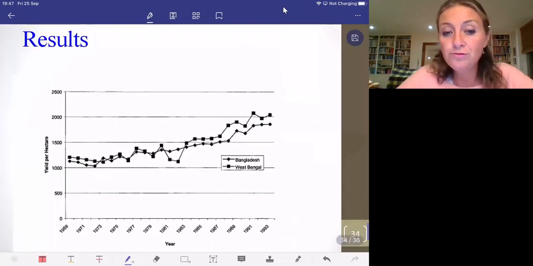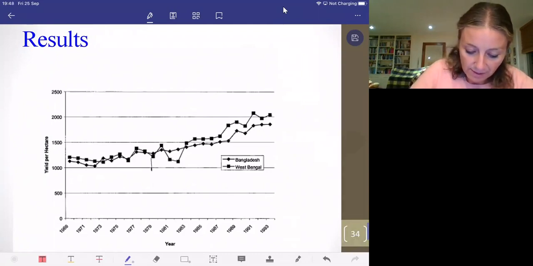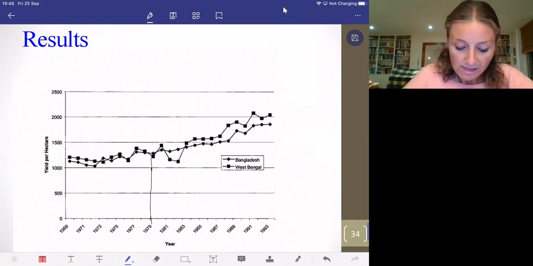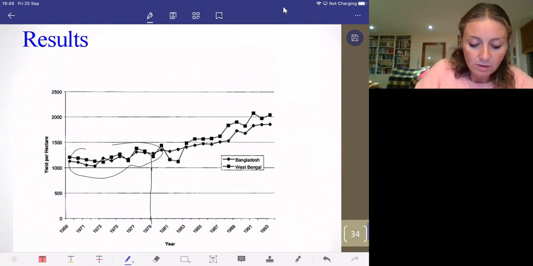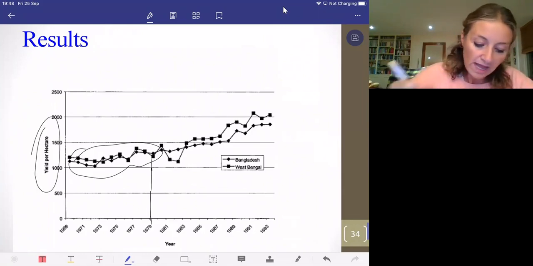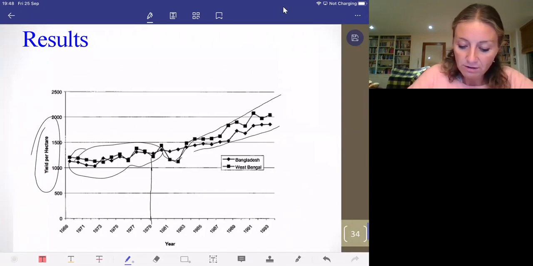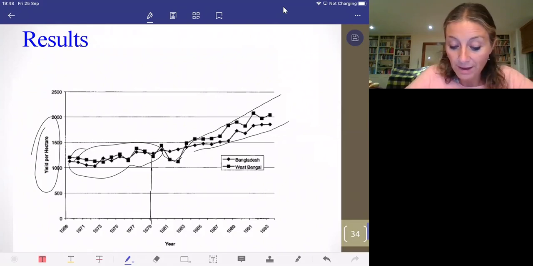Looking at these two countries, you can pretty much see that up to 79, they are very much similar. There's not a big difference in productivity, yield per hectare, in both countries. Whereas after the reform, we notice a drop in West Bengal production at the very beginning, but then a steady increase, much higher compared to Bangladesh.